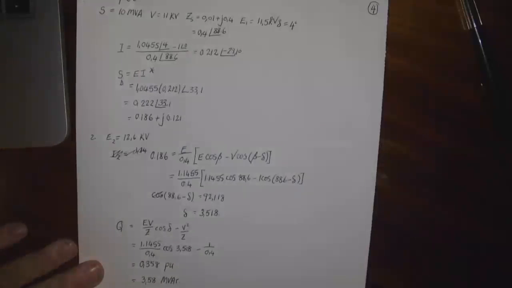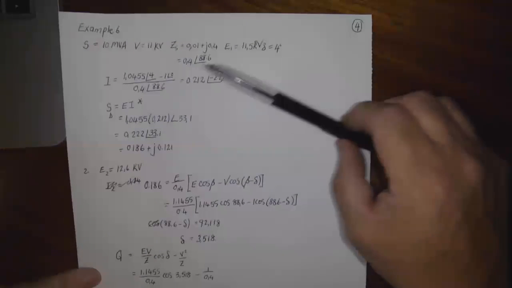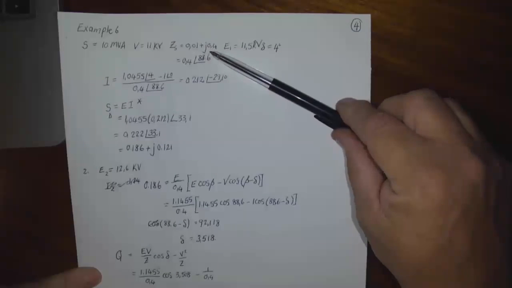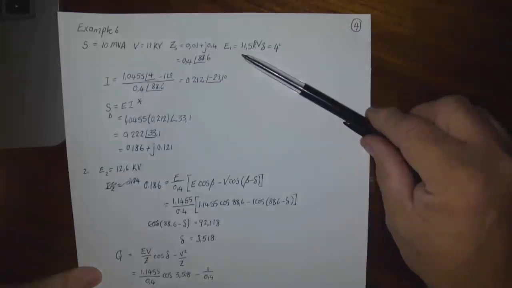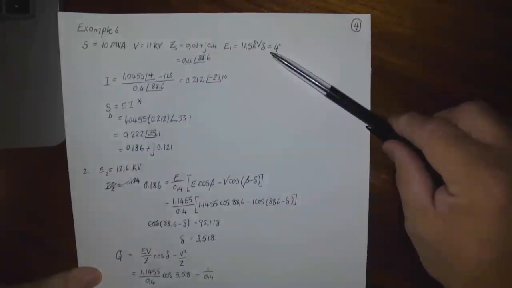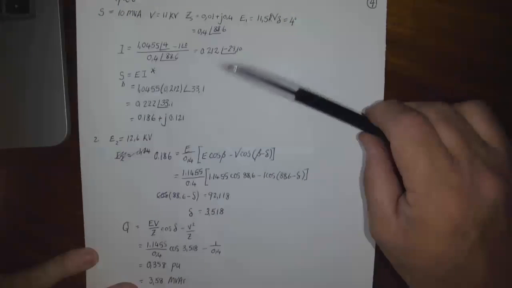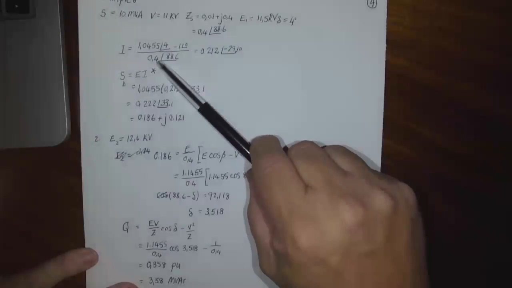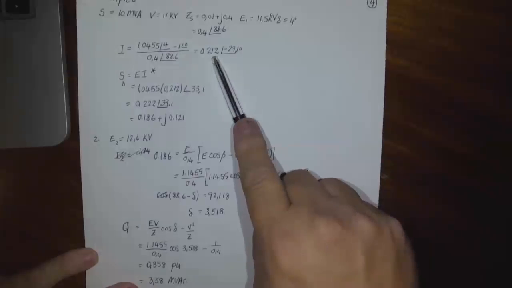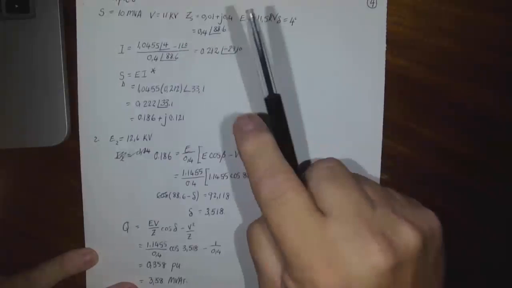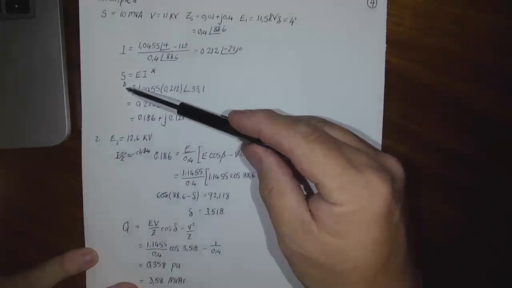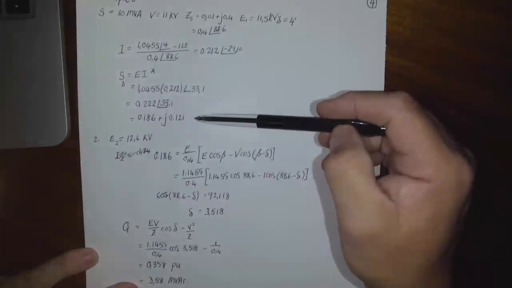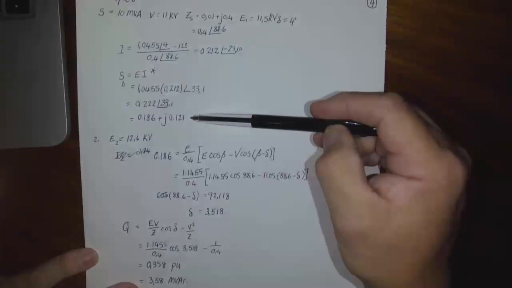Now we can try it on an alternator. We have a 10 MVA, 11 kV with ZS 0.01 plus j0.4 per unit, and E1 is 11.5 kV and delta is 4 degrees. If we convert that, we get 0.4 at an angle of 88.6. Current is E minus V divided by Z. That gives us 0.212 angle minus 29.1. Now S delivered or developed is E times I conjugate. That gives us 0.186 plus j0.121.